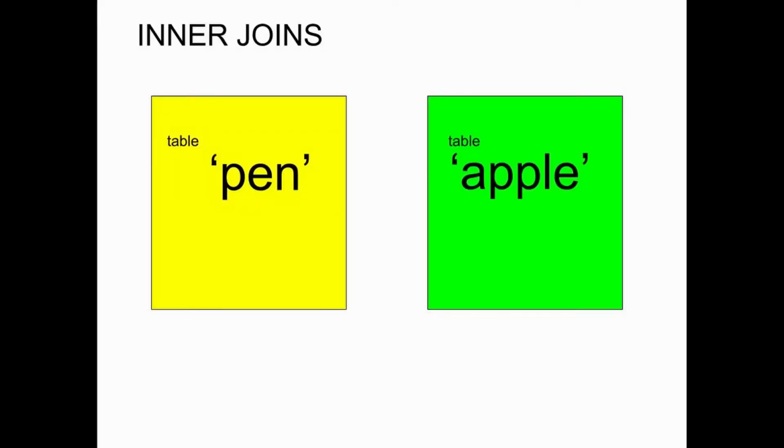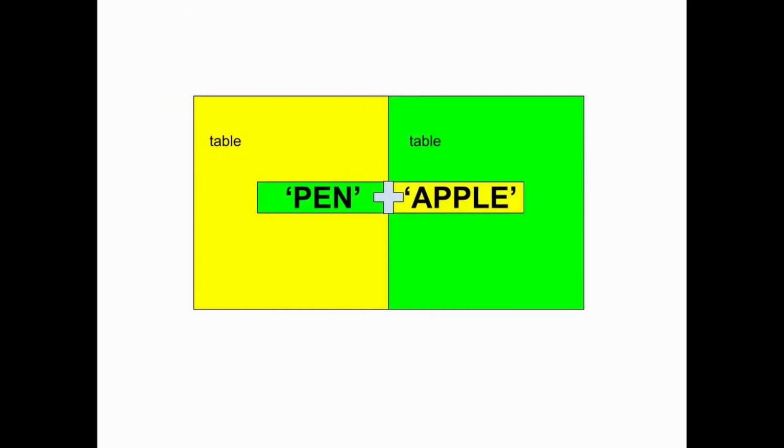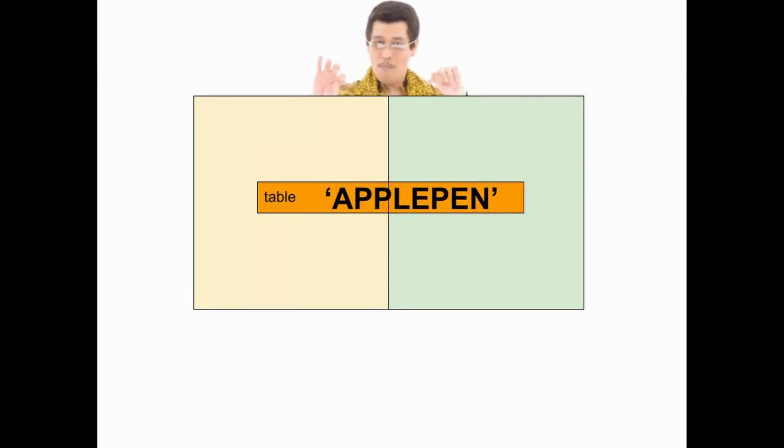The inner join will return records that have matching values in both tables. So imagine that we have two tables. One is table pen and the other is table apple. If we inner join them, we're going to get a third table called apple pen.